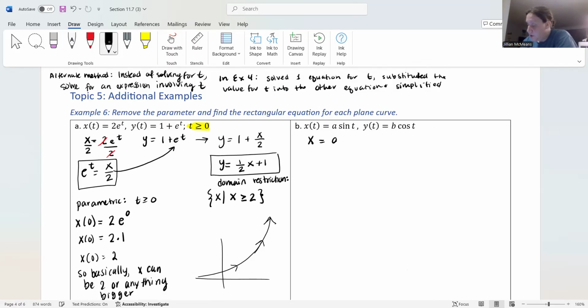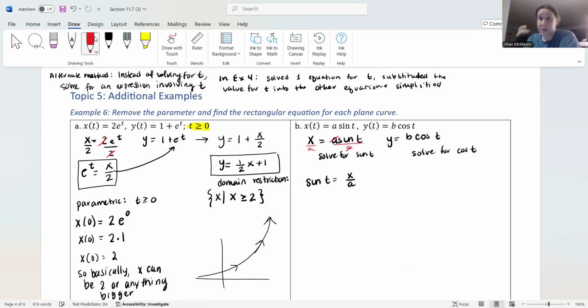So let's rewrite these without the function notation. x equals a times sine of t, don't forget your a, and y equals b times cosine of t. And let's solve for sine of t and cosine of t. To solve for sine of t, I need to divide both sides by a. So sine of t equals x over a. The a's divide out to be 1, and 1 times sine of t is sine of t. If I solve for cosine of t, I divide both sides by b. On the right-hand side, the b's divide out to be 1, and 1 times cosine of t is cosine of t. So cosine of t equals y over b.